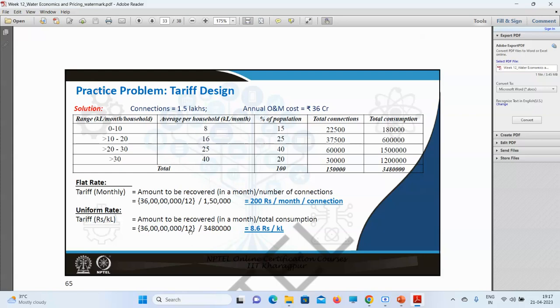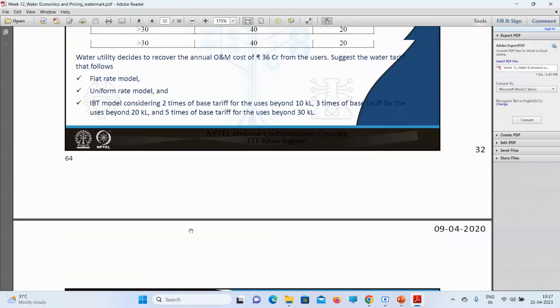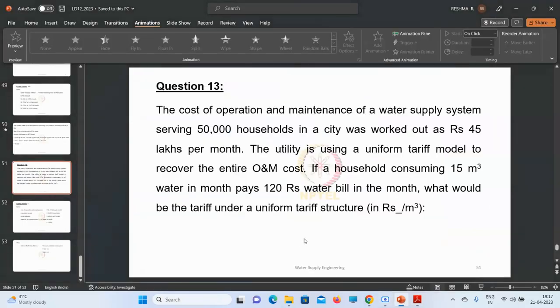36 crore by 12? Where is the question? Let me see. A town with 1.5 lakh water connections has a monthly water consumption pattern as under. The water utility decides to recover... See, there is a difference actually. Let me check the question. So this is what would be the tariff under a uniform tariff structure.